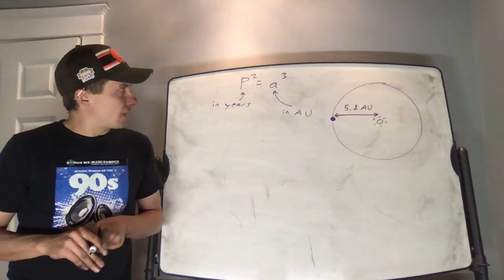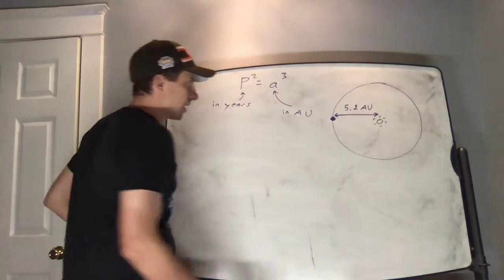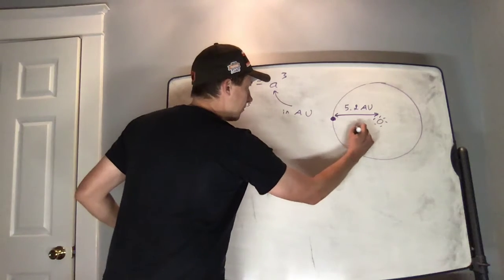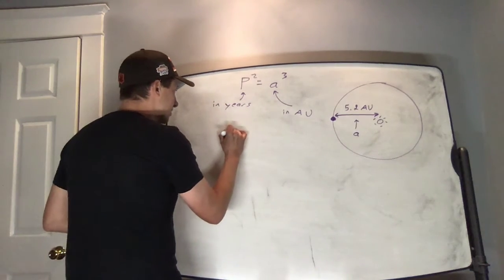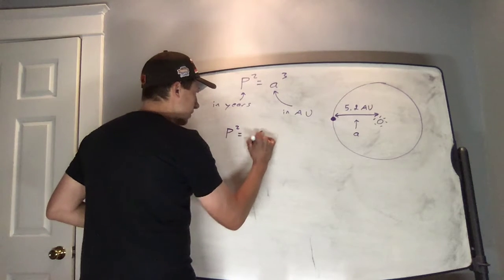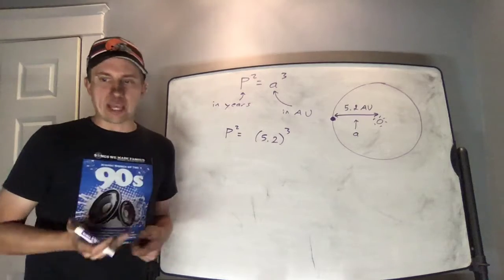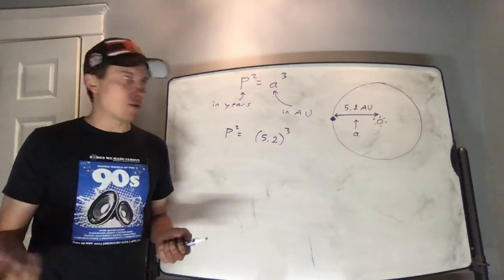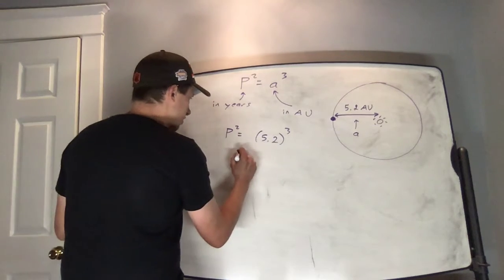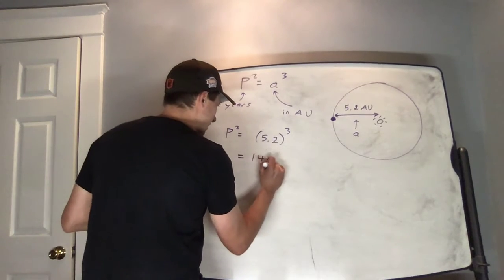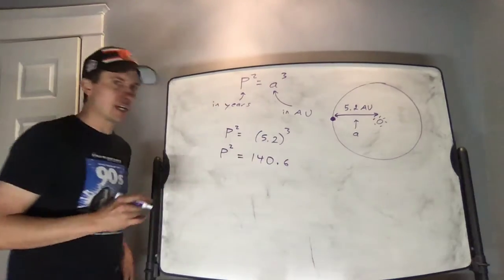So what we're going to do is we are told the distance from Jupiter to the Sun is 5.2 AU. This is going to be my a. So I could plug that in and I could say P squared is equal to 5.2 cubed. Now, if I go to a calculator and enter 5.2 and I cube that number, I will get 140.6 in my calculator. Here I will have P squared.